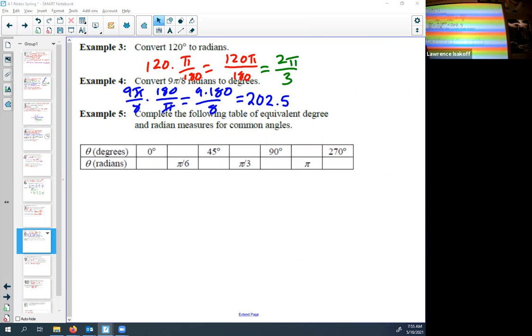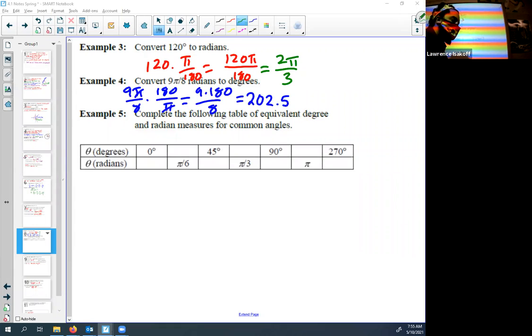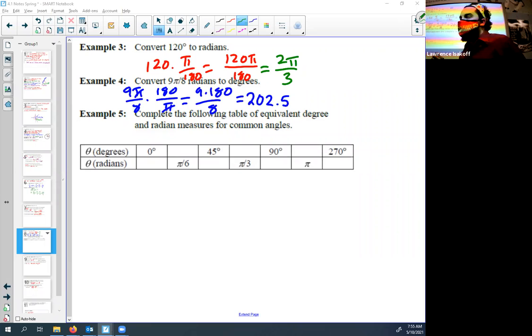So look, I'm not going to take the time to do the conversion on each of these, but I will tell you what these are. These are very common degree to radian conversions that you should have memorized. I know you don't have them memorized now. You just need to memorize them.